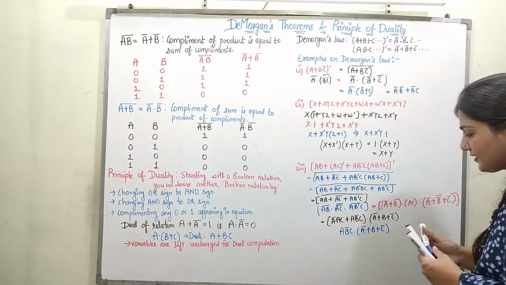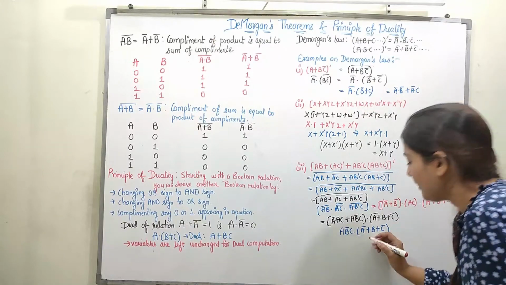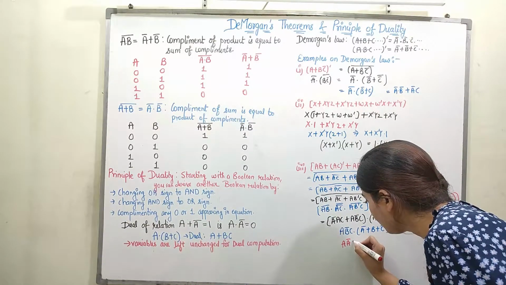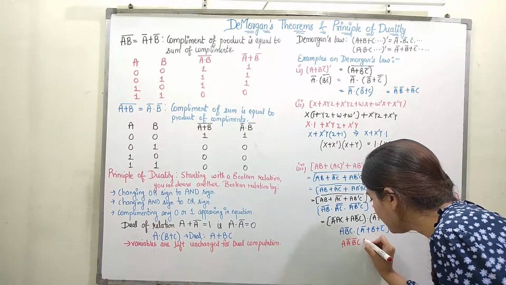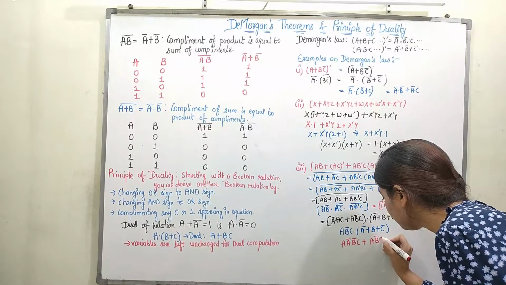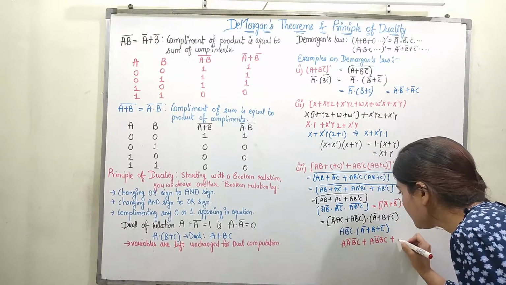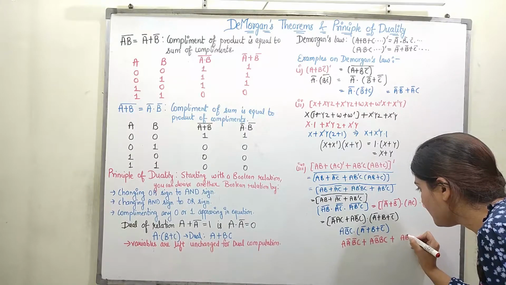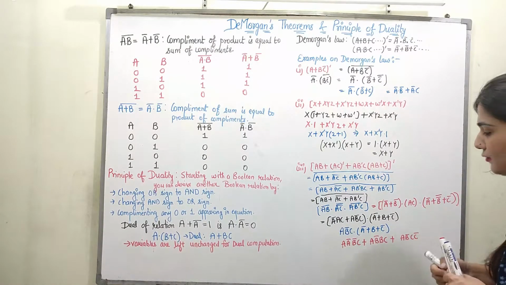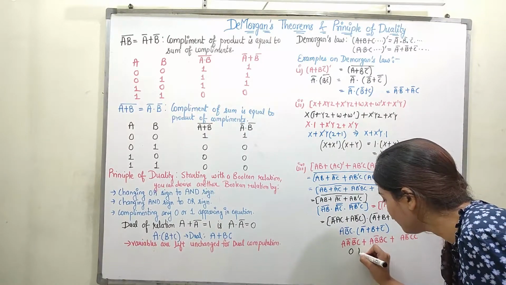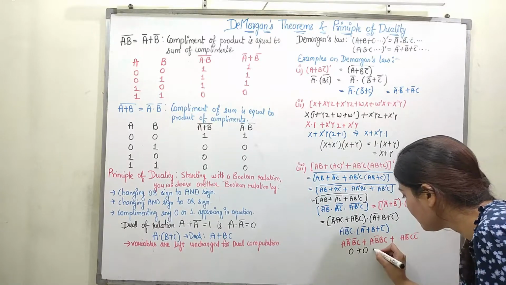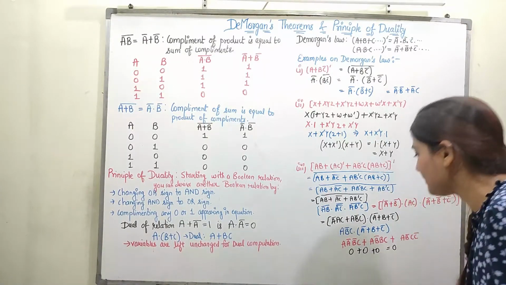So now let's have the expansion of this. So here we will have A bar B bar C plus AB bar B C plus AB bar C C bar, right? So now you can see over here we have A bar A which is 0, plus here we have B bar B which is 0, here we have C C bar which is 0. So this is equal to 0.